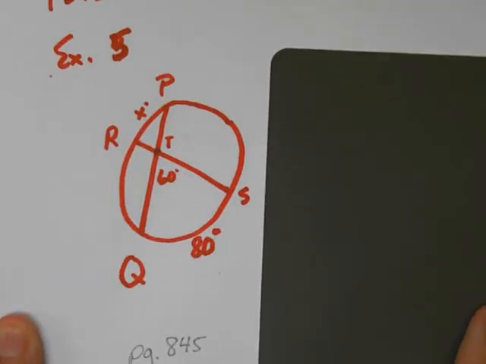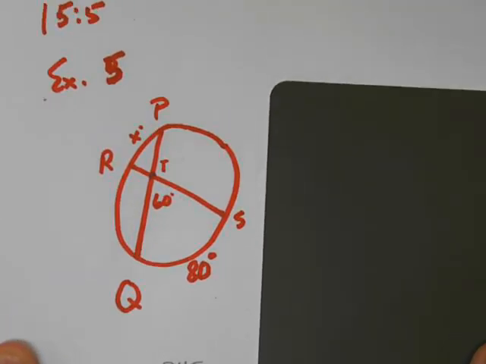Here's the picture. This is 15.5. This is just like scenario 1 that we had talked about in class.